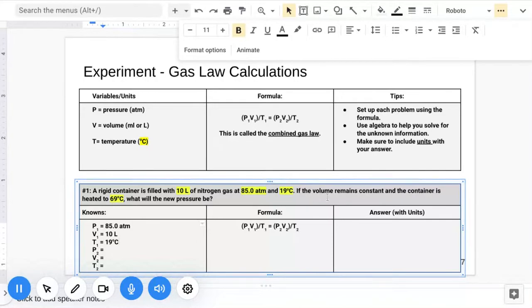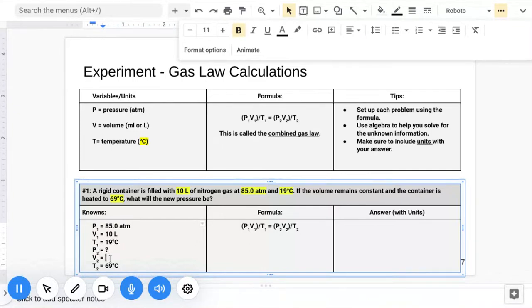It says the volume remains constant and the container is heated to 69 degrees Celsius. So 69 degrees Celsius is the final temperature. We're missing two pieces of information, the pressure at the end and the volume at the end. The question is asking us what will the new pressure be, so that must be our missing information.